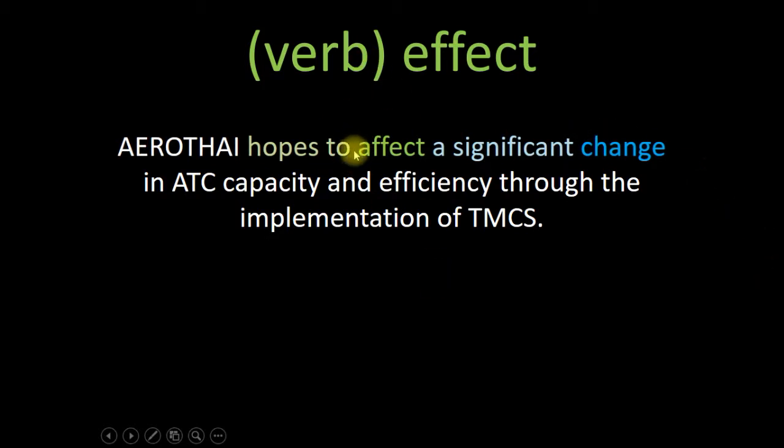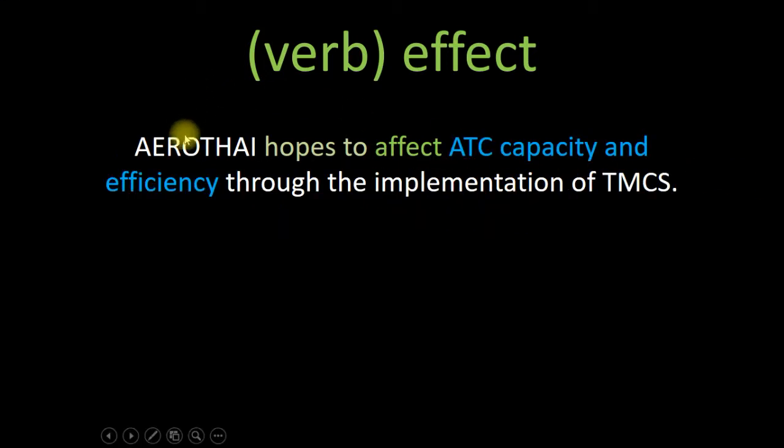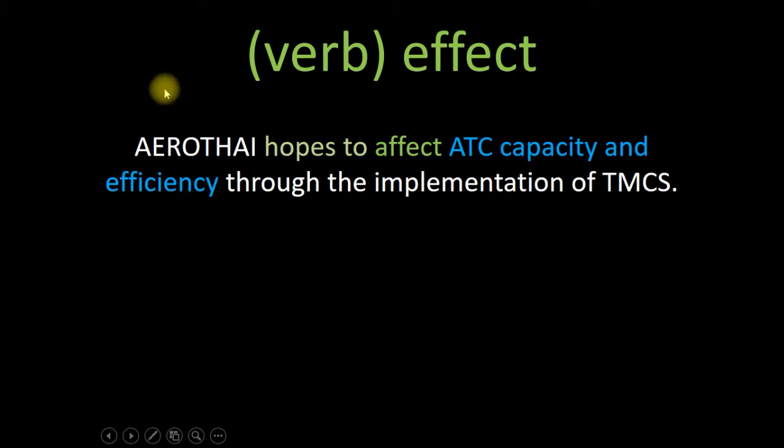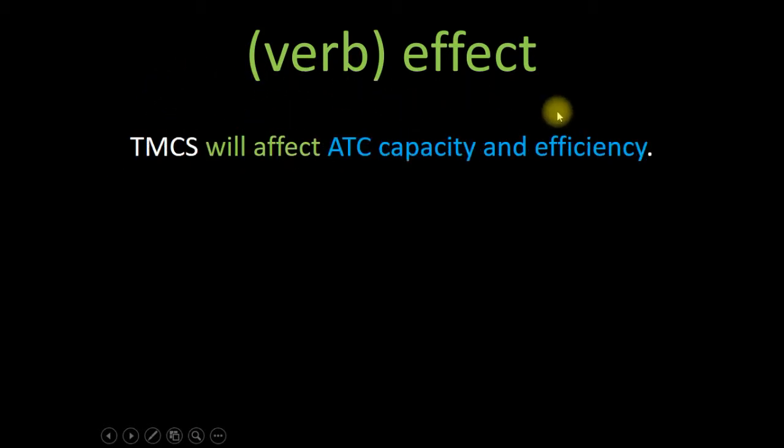If we want to use the word affect with an A, we would need to change the structure of the sentence. For example, we might say, Aerotie hopes to affect ATC capacity and efficiency through the implementation of TMCS. So here, affect means change, so we're changing the capacity, right? We're changing the efficiency, not changing the change. Or even more likely, we might simply say, TMCS will affect ATC capacity and efficiency, because really it's the system that affects the efficiency, not so much the management or the company affecting the capacity. It's the technology that really affects capacity.